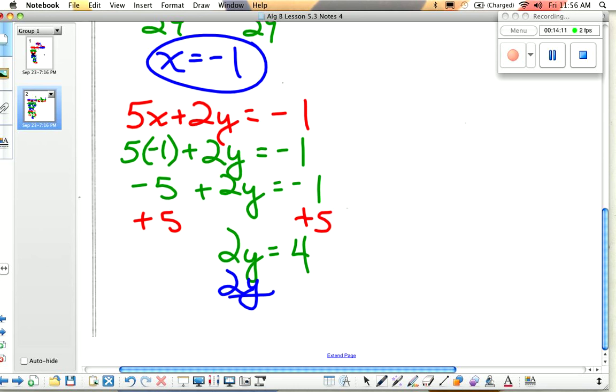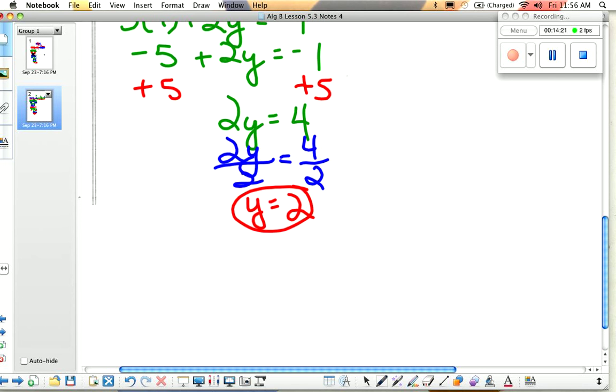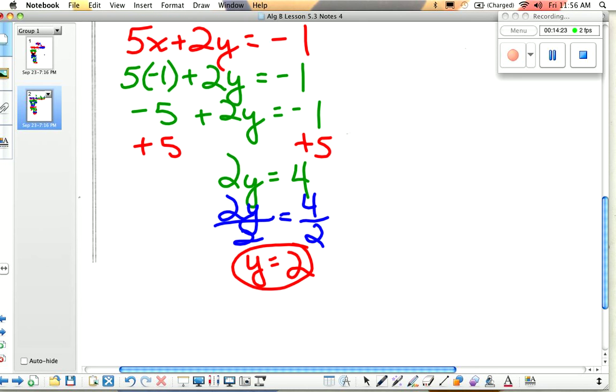And it appears that our y value is what? Anybody got it done? Anybody agree with me that y is 2? Okay. And so we would say that our ordered pair solution is? Negative 1, 2. Okay.